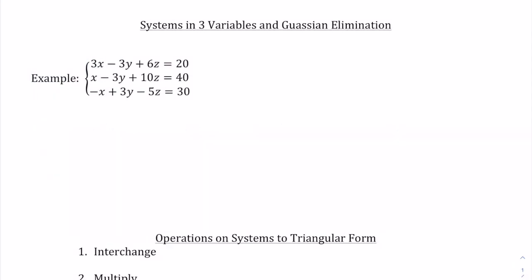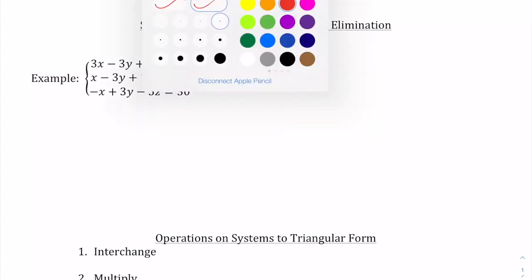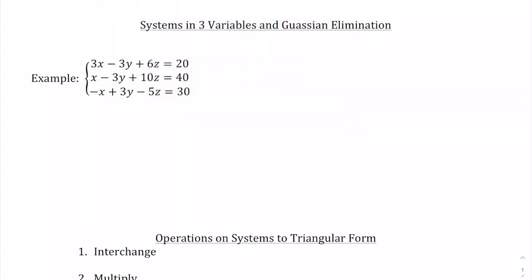We're going to be looking at systems in 3 variables and Gaussian elimination. Systems in 3 variables will be very similar to what you've done with systems of equations with 2 equations and 2 variables. In that case, you solve for x and y and you used substitution and elimination. And we do the same thing here with our systems of equations in 3 variables. The difference is that we're going to have to use more than one combination, basically.